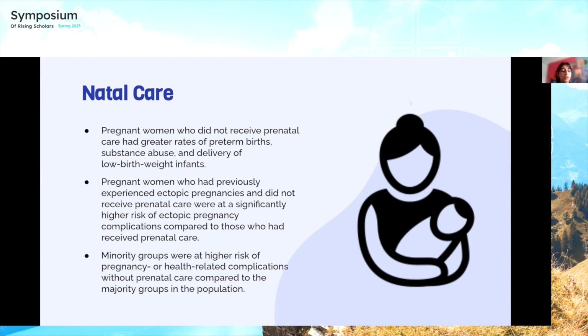Prenatal care was also another factor that I considered under the healthcare system, just because it's extremely important that mothers receive care during their pregnancies. Typically women who didn't receive prenatal care had greater rates of preterm birth, which is having a baby before your expected due date.